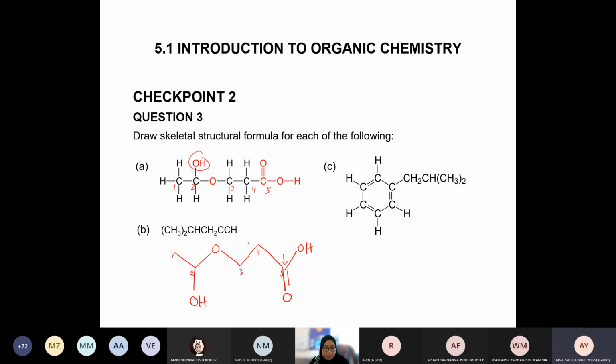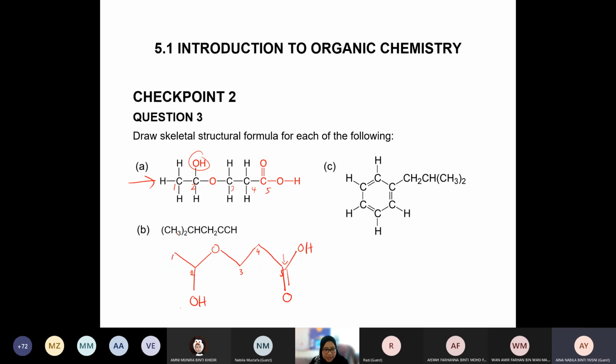How about for B? For those who are not familiar with condensed structures, my suggestion is to expand it first. Transforming from expanded to skeletal is easier, but from condensed to skeletal, it can sometimes be tricky because sometimes the repetitive unit uses brackets, so we may miss out something. So you have to assign.